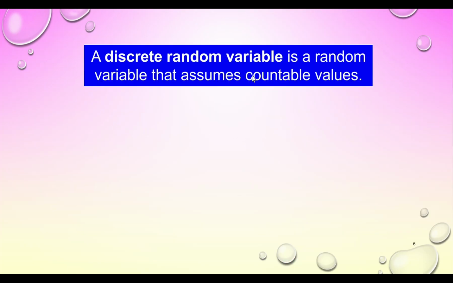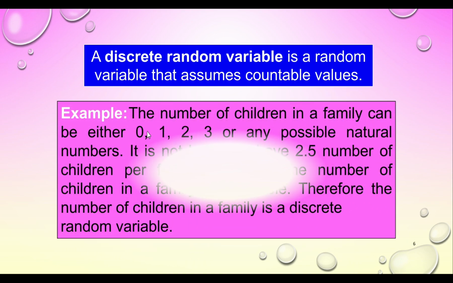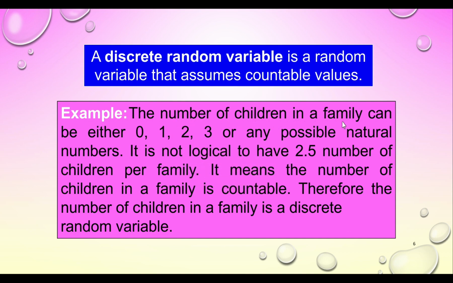A discrete random variable is a random variable that assumes countable values. Example, the number of children in a family can be either 0, 1, 2, 3 or any possible natural numbers. It is not logical to have 2.5 children per family. It means the number of children in a family is countable. Therefore, the number of children in a family is a discrete random variable.